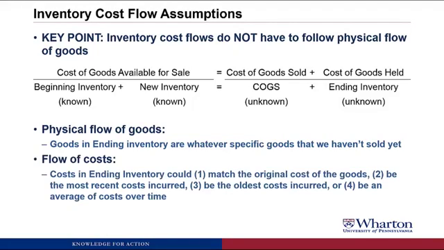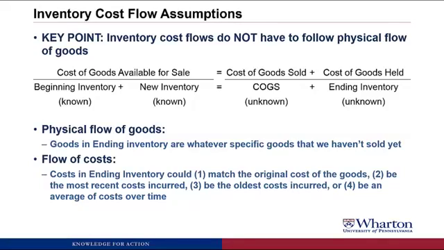But for the flow of costs, and costs are what we're actually running through all the T accounts and journal entries, the costs in ending inventory could either match the original cost of the goods, so it could be the exact cost of each banana we hold in inventory. It could be the cost of the most recent bananas we bought during the period. It could be the cost of bananas that we bought a long time ago, the oldest cost of bananas that we ever acquired. Or it could be an average of cost over time.